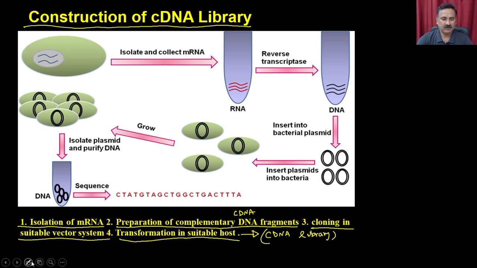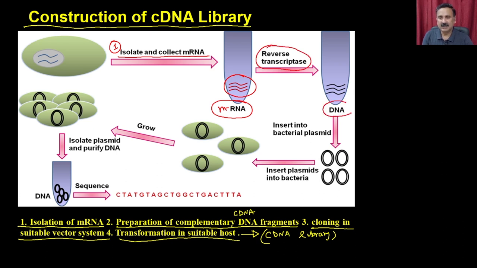So you isolate the messenger RNA. First you break open the cells to get the cell lysate, and from the cell lysate you isolate the messenger RNA, and we are going to discuss how to do that. Once you have the total messenger RNA from the cell, with the help of the enzyme reverse transcriptase, you synthesize the DNA called cDNA. cDNA means complementary DNA, complementary to all the messenger RNA you have isolated.